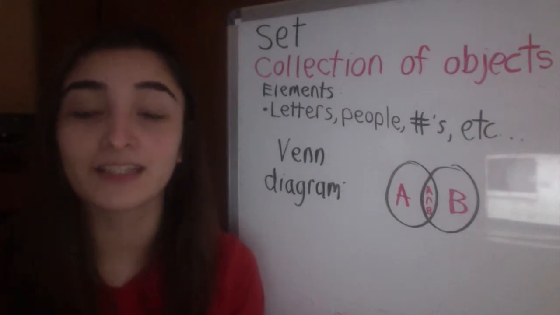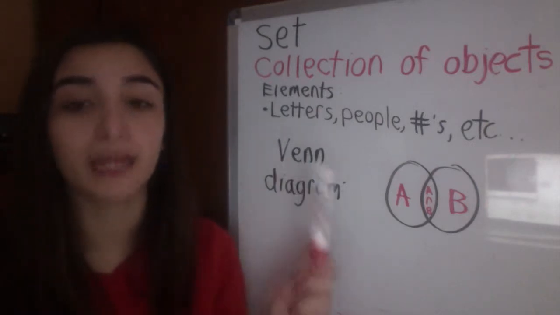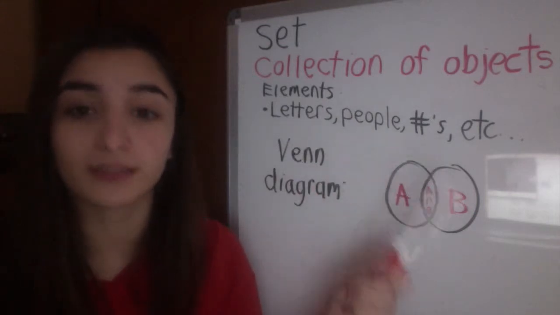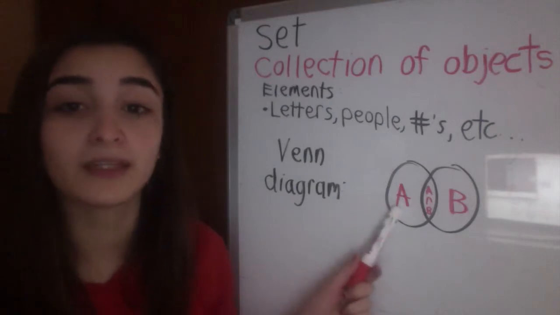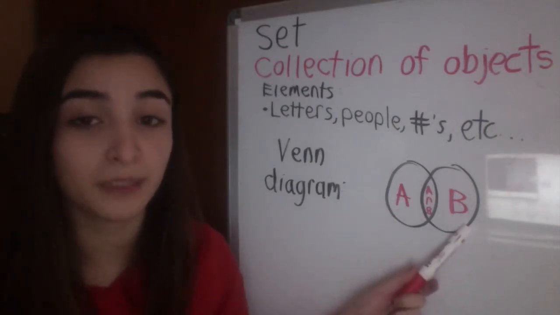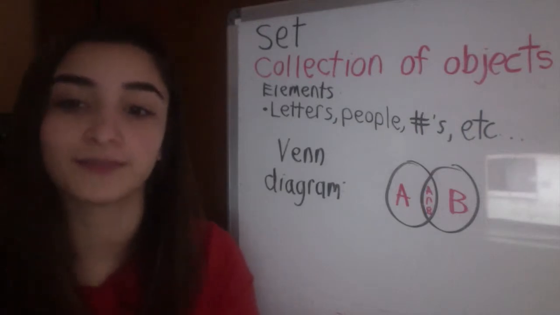A set is a collection of objects. The elements that make up a set can be letters, people, numbers, etc. For example, in here, the Venn diagram. This is the set A, and this is the set B, and this is the intersection of both sets.